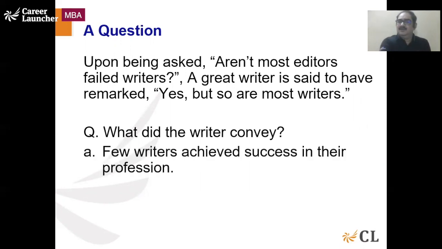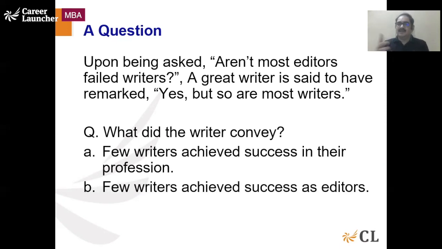So, most writers failed as writers, or most writers failed as editors? But the given expressions are like this, A and B. It doesn't talk about failure. It talks about achieved success. Then where is the negation? Well, it's the word few which brings about the negation. Few means almost no. It is nil, nobody. A few means some or something. So the negation is expressed in the word few. Few writers achieved success in their profession means even the writers have failed as writers, not just the editors. This is what it means.